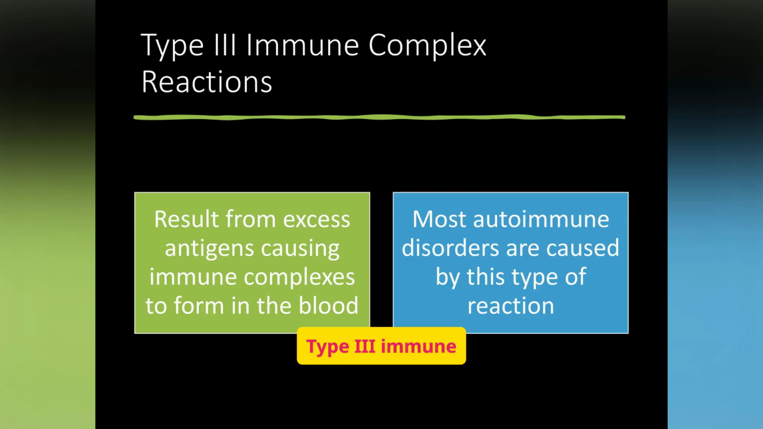Type 3 immune complex reactions occur when excess antigens cause immune complexes to form in the blood. Many autoimmune disorders are caused by this type of reaction. These complexes get lodged in tissues like the kidneys or joints, causing inflammation and damage over time.